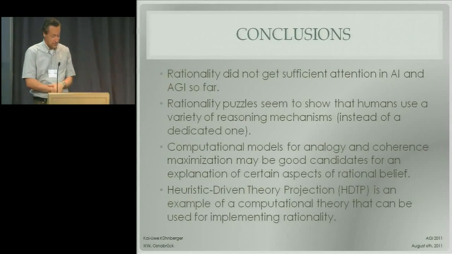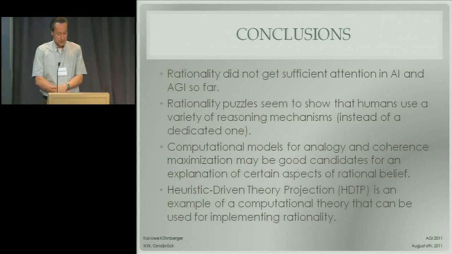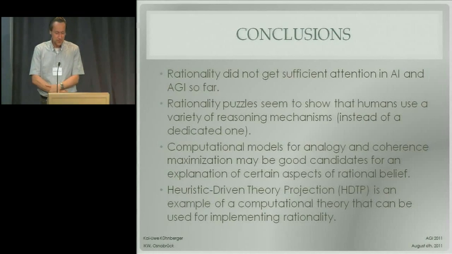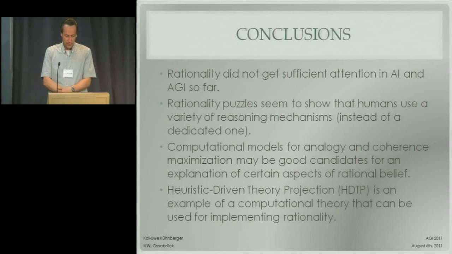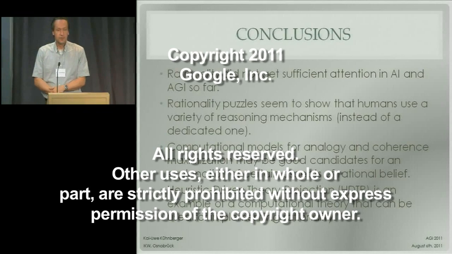Here's the final slide, conclusions. The take-home messages: rationality did not get sufficient attention in AI and AGI. I would like to change that. Rationality puzzles seem to show that humans use a variety of reasoning mechanisms and not just one. Computational models for analogy and coherence exist and are good candidates for that. And in particular, heuristic-driven theory projection is an example of a computational theory that can be used for implementing this.